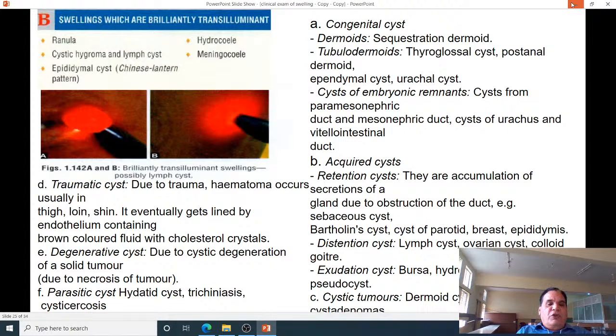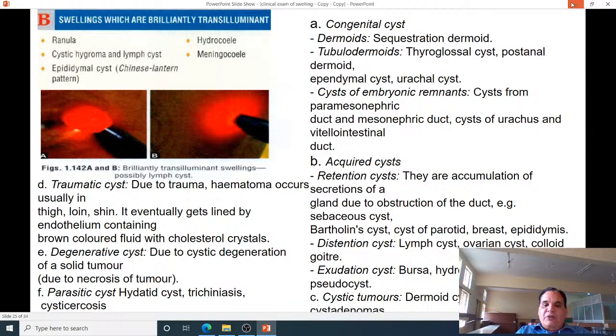So, in short, again for your exam answer, swellings which are brilliantly transilluminant. You know this is from the book: ranula, cystic hygroma, epididymal cyst, and the name is Chinese lantern pattern. Hydrocele, meningocele. These are the brilliantly transilluminant swellings.